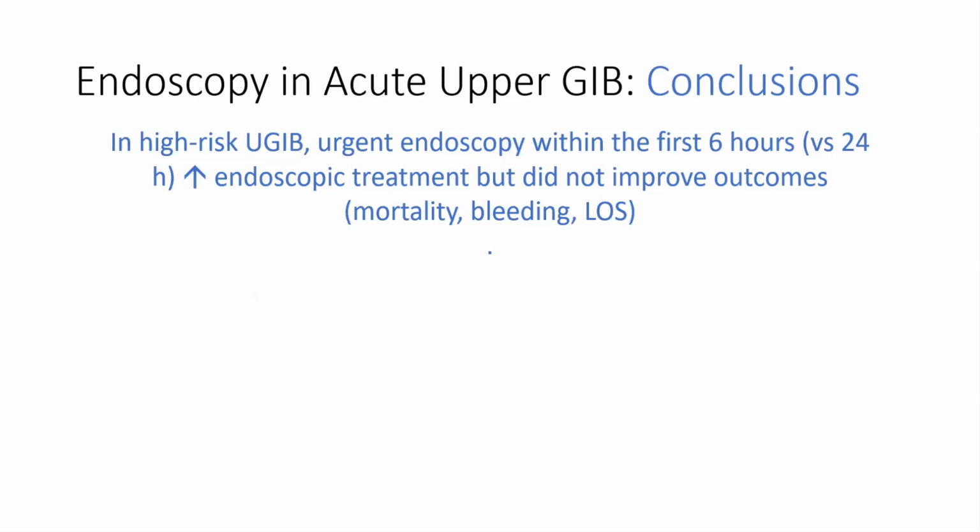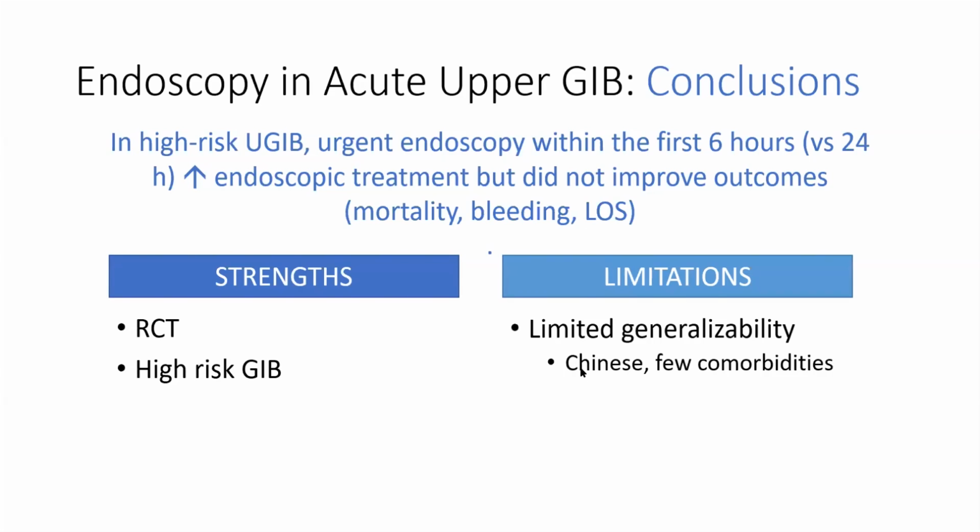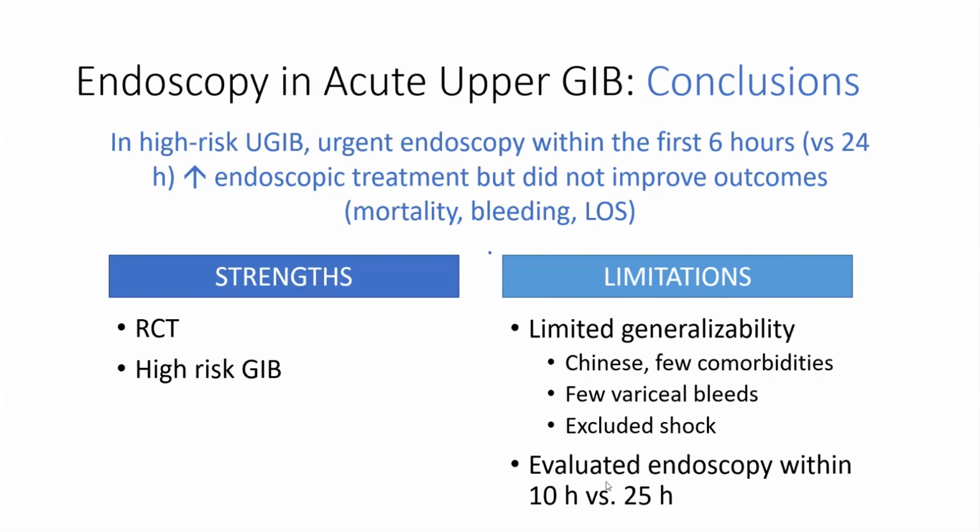So from this paper, we can conclude that in high-risk upper GI bleed, urgent endoscopy within the first 6 hours versus 24 hours increases endoscopic treatment, but does not necessarily improve outcomes. This is a randomized controlled trial which enrolled high-risk GI bleeds, but there was limited generalizability because this was conducted in Hong Kong and the patients were generally pretty healthy. There are very few variceal bleeds, and they excluded patients with shock. And also, what they truly evaluated was endoscopy within 10 hours versus 25 hours. And so the true benefit of urgent endoscopy within the first 6 hours is still unknown.